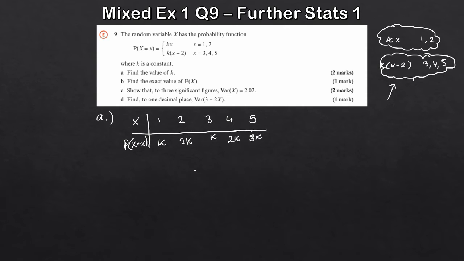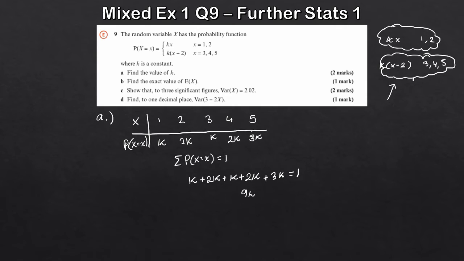Okay, so the sum of these now should be equal to 1. So if we add all the k's up, so k plus 2k plus k plus 2k plus 3k, this should be equal to 1. So 3k, 4k, 6k, so that's 9k in total.